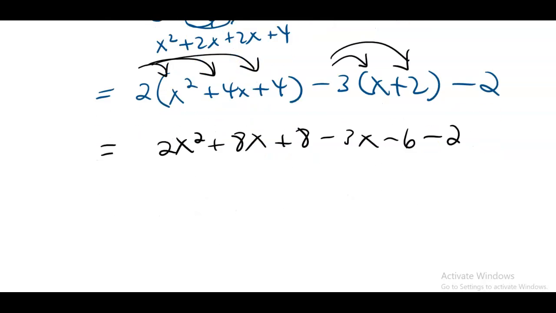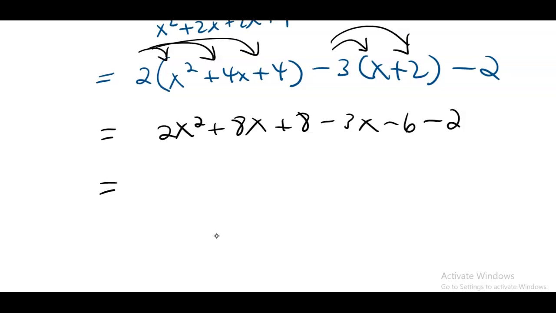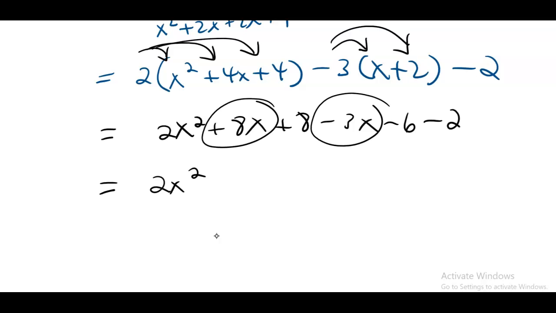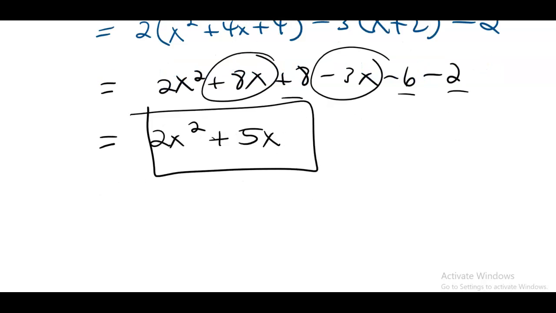And now all you have to do is combine your like terms. There's nothing to combine with the 2x squared, so we will just rewrite it. We have an 8x. We have a minus 3x. 8 minus 3 is 5. So then we have 5x. And now we have 8 minus 6 minus 2. So 8 minus 6 is 2, and then 2 minus 2 is 0, cancels out. So this is the final answer.